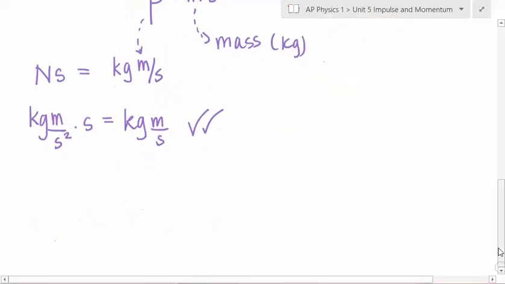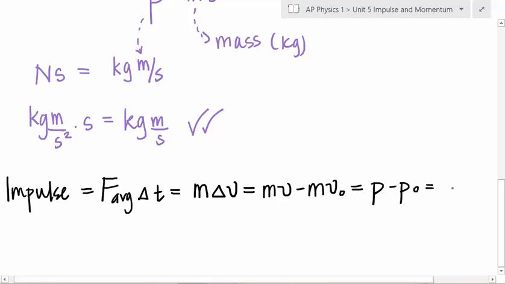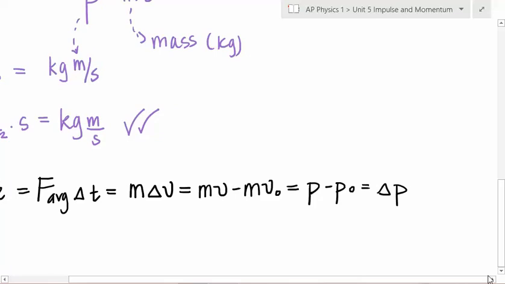So let's look at the long sentence here. Impulse is, and I'm going to write the average force times the change in time. And I'm going to explain in just a second why I made it force average. That is equal to m times delta v, which would be equal to m times v minus m times v initial, which would be p minus p naught, which would be equal to delta p, which is the change of momentum.